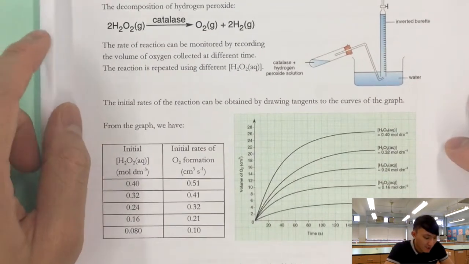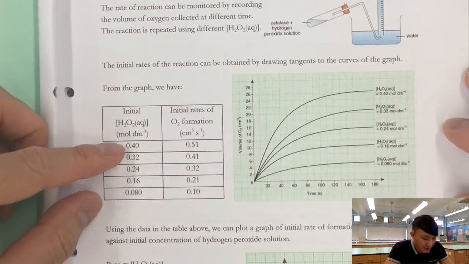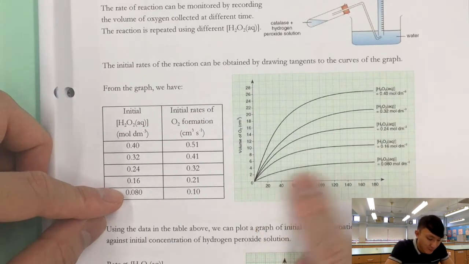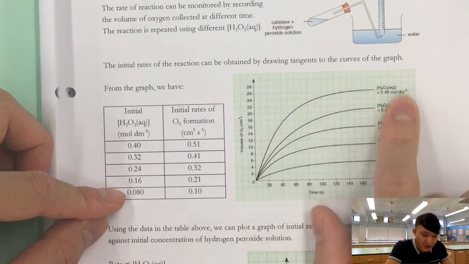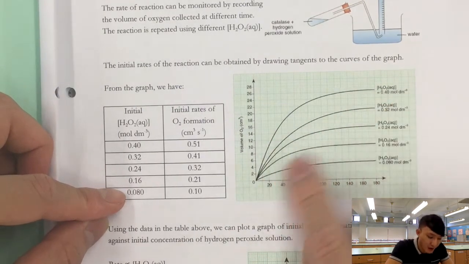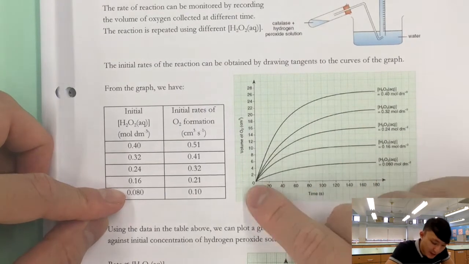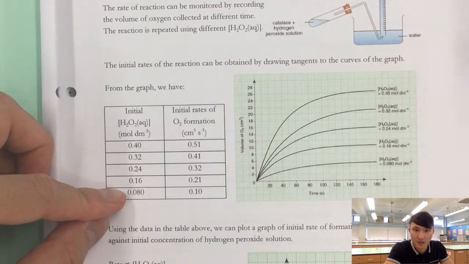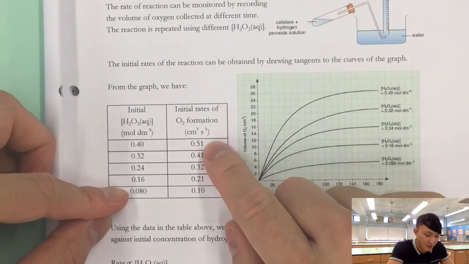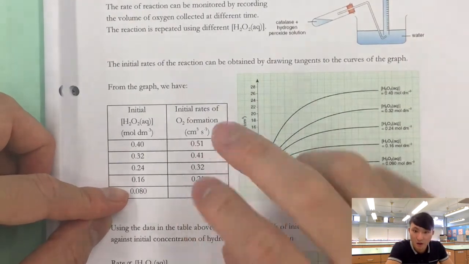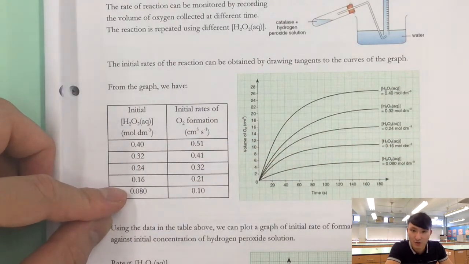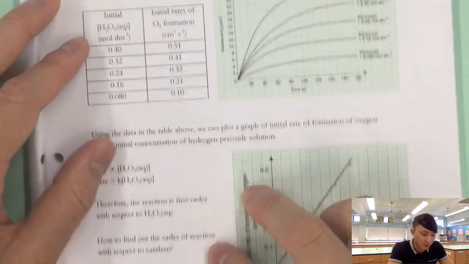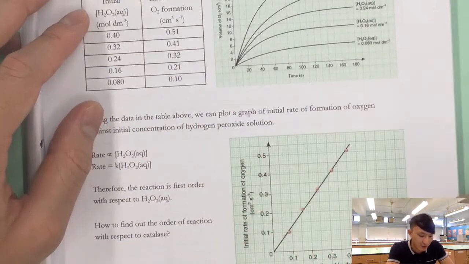Now, you see, we use different initial concentrations of hydrogen peroxide, and we register 5 different curves. From these 5 different curves, we can find the tangent to the curve when time equals 0. That will give us the initial rate. So that's why we can have initial rates 1, 2, 3, 4, 5 corresponding to the initial concentrations. Now, after we have collected these data, we are able to plot a rate-concentration graph.